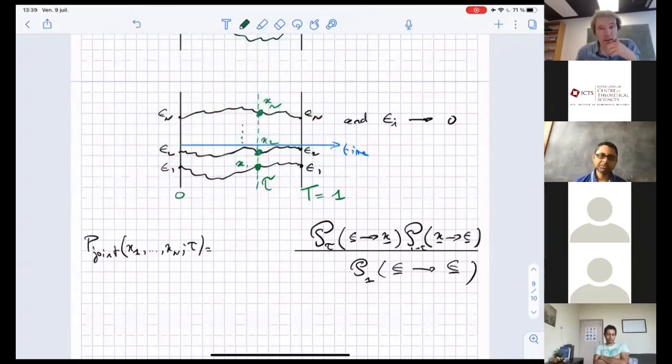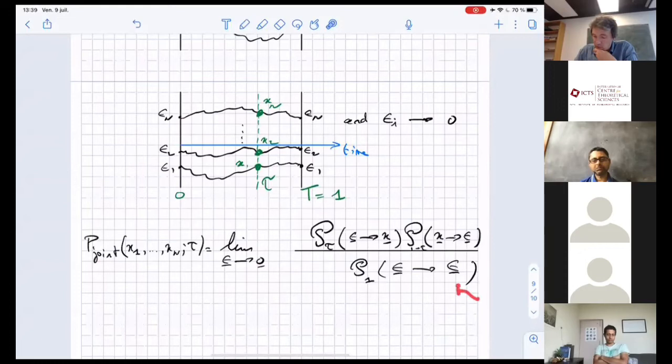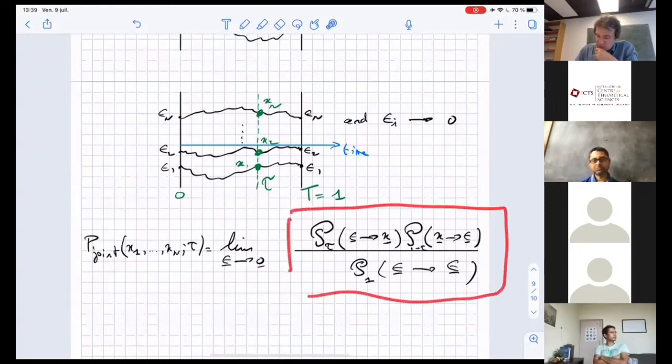Gregory? Yes? So I guess both the numerators and denominators independently go to zero as some powers of epsilon. Yeah, exactly. So that's the idea. So that's why at the end of the day, I hope that the epsilon goes to zero limit is well defined. And indeed, both the numerator and the denominator actually go to zero when epsilon goes to zero. But this ratio turns out to have a nice limit.